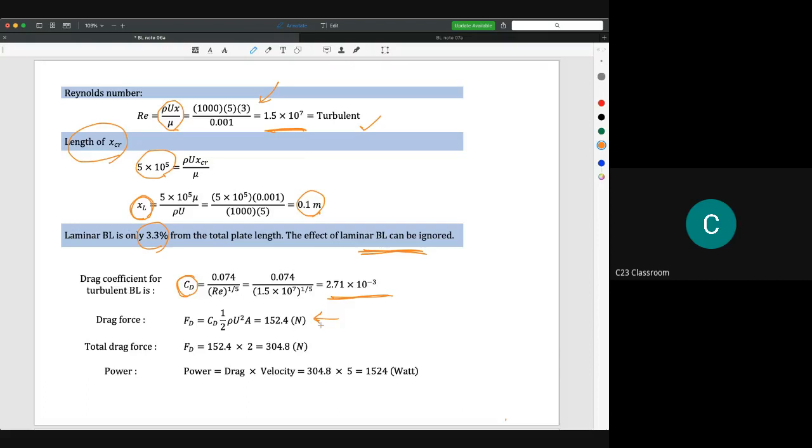However, this value is actually the drag force for one side. Because we assume that we have a thin plate here, we have a boundary layer at this area. At the same time, a boundary layer also occurs at the bottom surface here. So it means that the drag force should be times 2 because it occurs at two faces, two surfaces. So the total drag force is 304.8 Newton. And to calculate the power here, we multiply the drag and the velocity, so we get around 1524 watts.